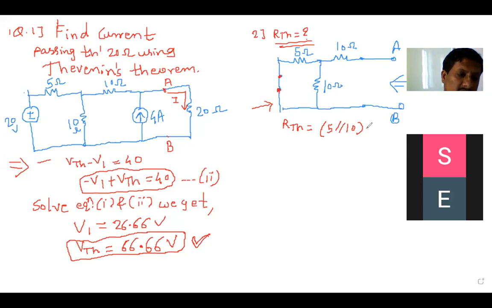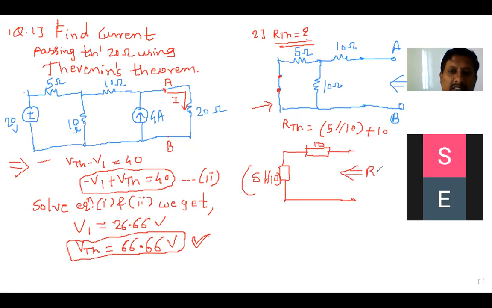That is in series with 10, or in parallel with 10? Series. Yes, so it is in series with 10. So how will I tell now? So 5 and 10, that resistance you can find out. 5 parallel 10. Okay, that is in series with this 10. Now understood?